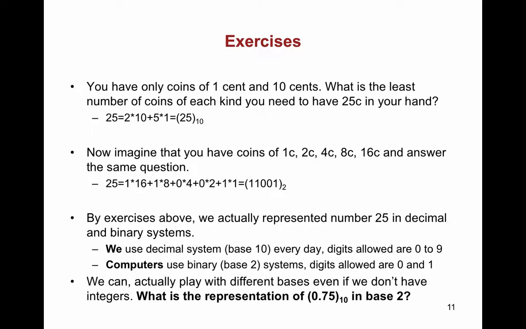So basically, just to test whether you were following what I was blabbing about, 0.75 in base 10, our regular 0.75. What is that number in base 2? With the decimal point and everything.